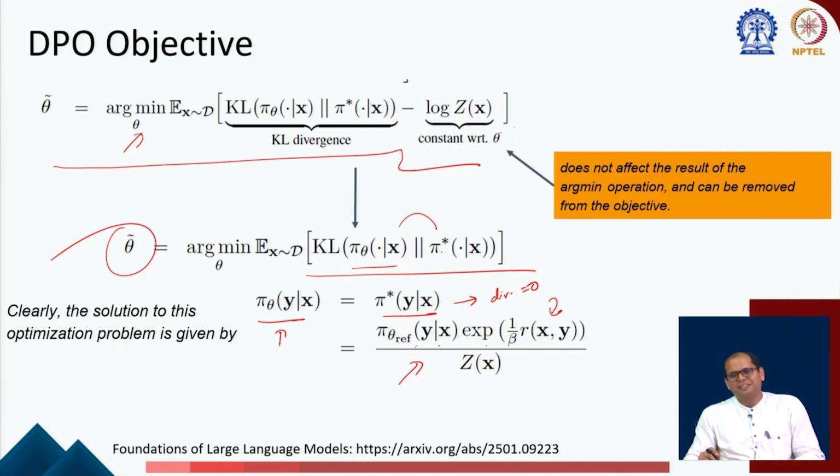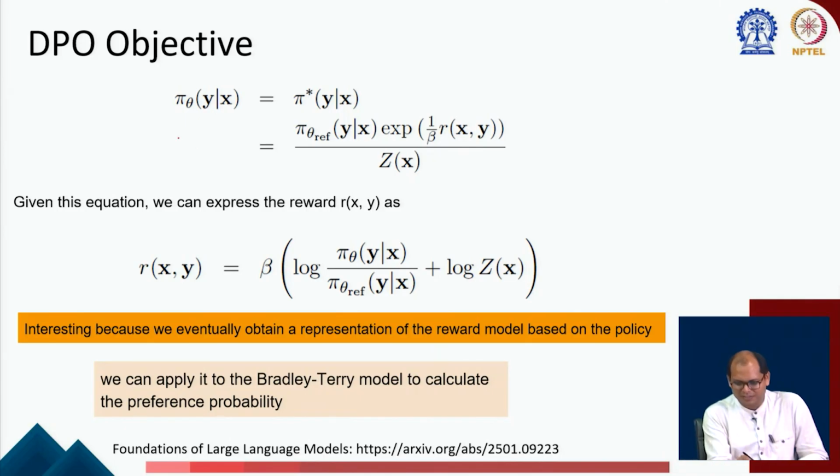Now, what we get from here is something interesting. Given this form, let us see what my reward model is. So, this is my optimal value. What is the corresponding reward? I can find the corresponding reward in terms of pi theta and pi theta ref. That is what I get. So, this is what I want to achieve, pi theta y given x should be this. Now, can we express the reward r x y? You put these things, pi theta y given x divided by pi theta ref y given x, there is an exponent, so there will be a log, and you put g x there, so plus log g x, and there is a beta term.